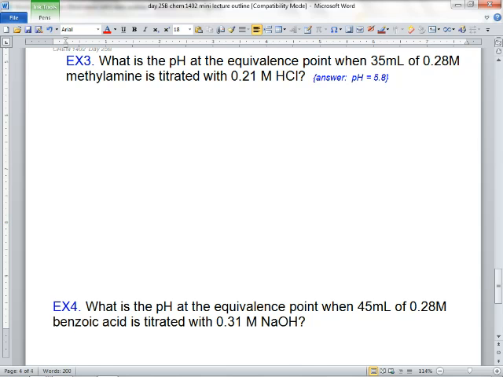Now to start out though, methylamine is titrated with an HCl. So that means that methylamine must be a base, so you're going to end up with its conjugate acid. It's back in earlier in the notes. We wrote, I think, CH3NH3+ gives H+ and methylamine. It's going to be a Ka reaction, not a Kb reaction.